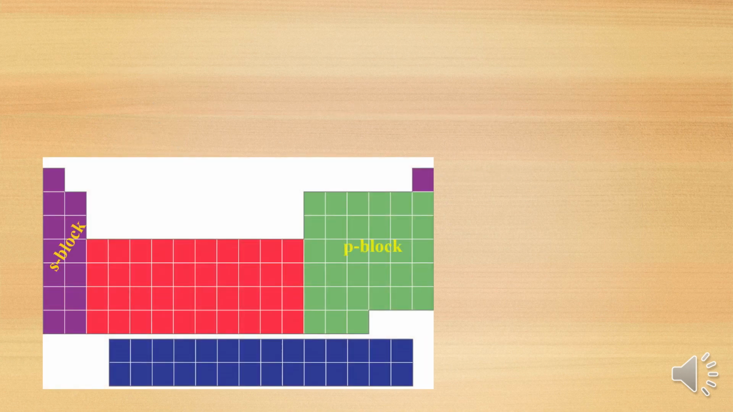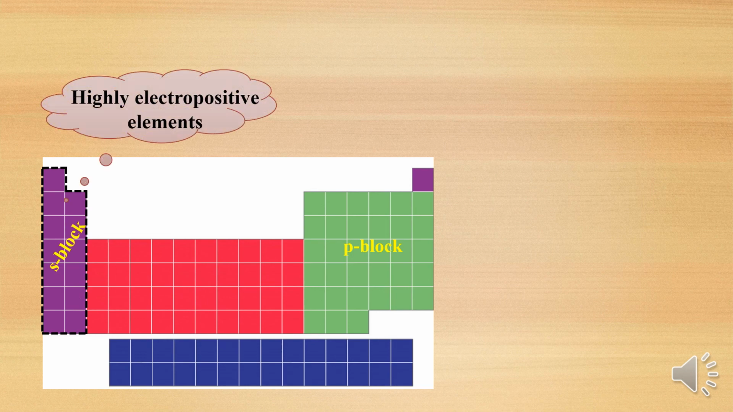Already we have studied how they are classified. If the last electron enters the s orbital, it is called an s block element; if it enters the p orbital, it is called a p block element. Groups 1 and 2 are s block elements, the alkali and alkaline earth metals. These are highly electropositive elements.